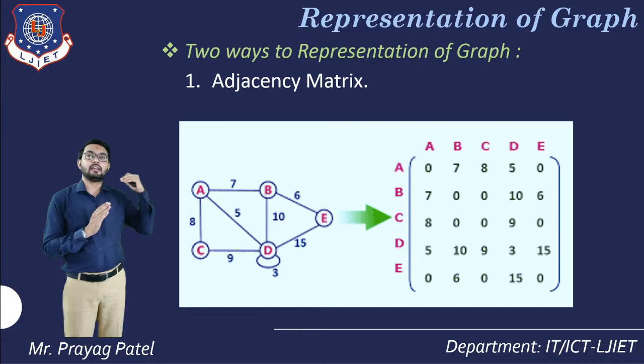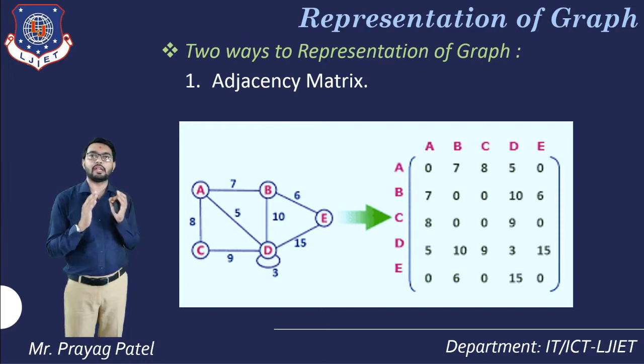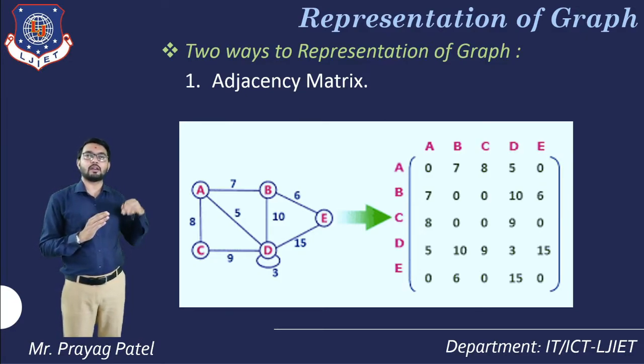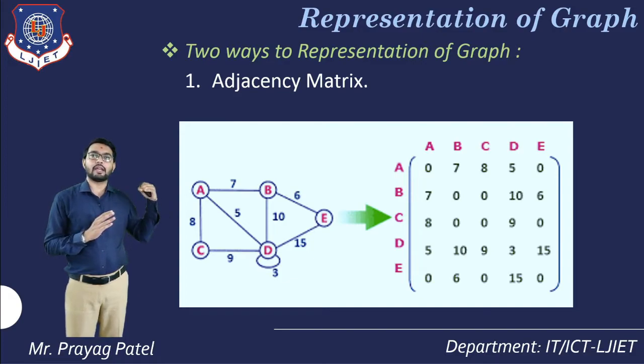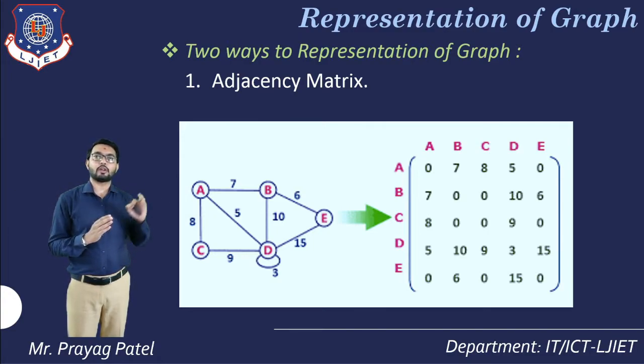Yes. Then consider the 7, because here the weight of the path, or edge, from A to B is equal to 7. So here in this table write the weight, not only 1. In the previous case we wrote only 1 because no weights were given. That's why we can write the 1 for the available edges and 0 for the not available edges. But here consider the 0 for the not available edges and the weight of the particular edge for the available edges. So here consider A to B as 7, A to C as 8, A to D as 5, A to E path is not available, so write the 0.